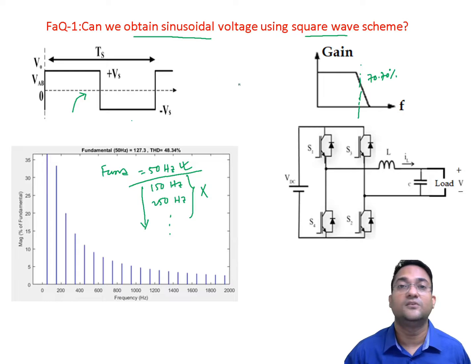And how do you get a low pass filter? You can use an LC filter, right? That also we discussed in module 1, that if you connect L and C in this particular fashion, you will get a low pass filter.